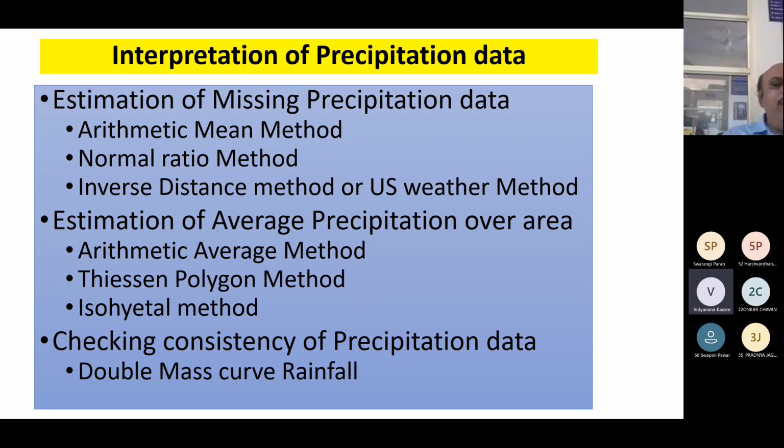So based on point number 1 and point number 2, there is assignment number 1. And assignment number 2 is based on point number 3, that is checking consistency of precipitation data. So that is possible using one curve known as double mass curve of rainfall. So at first we will see how to find the missing precipitation data.